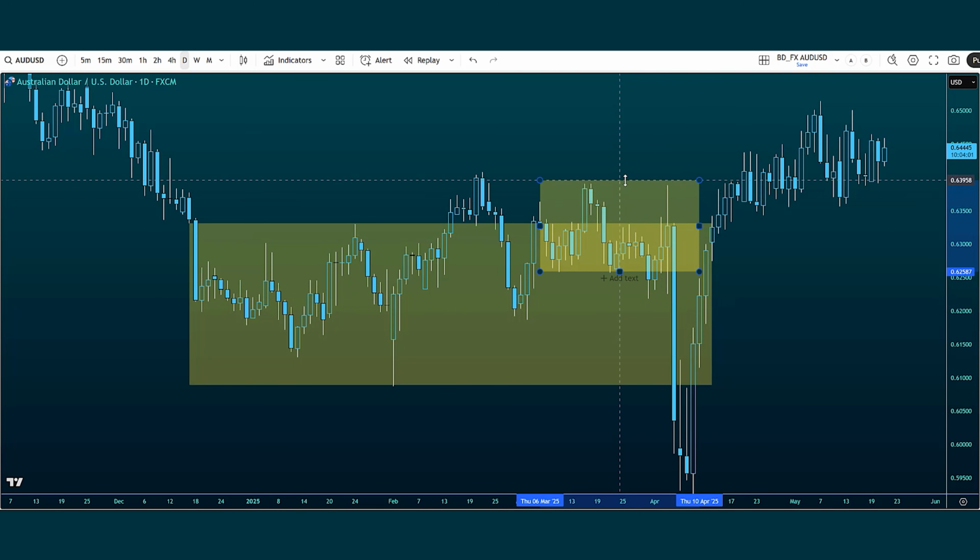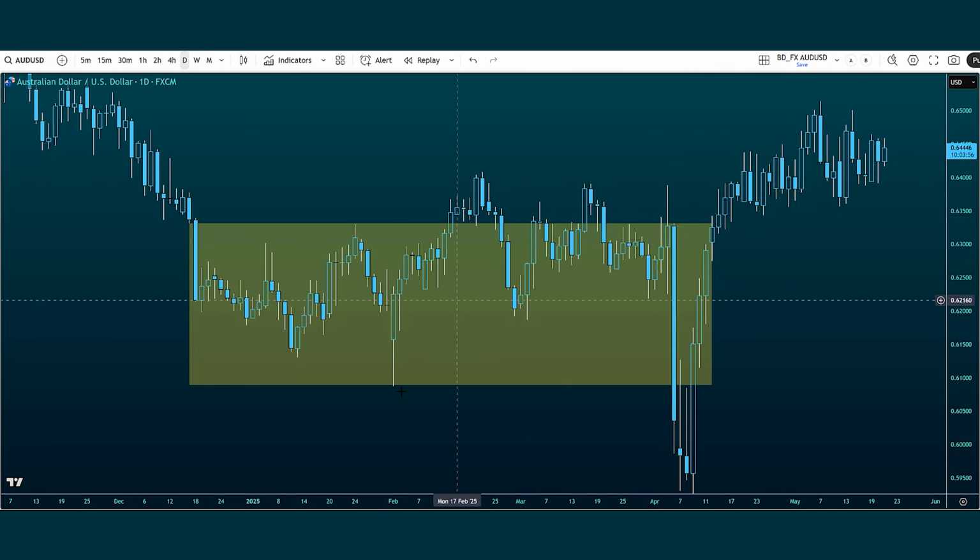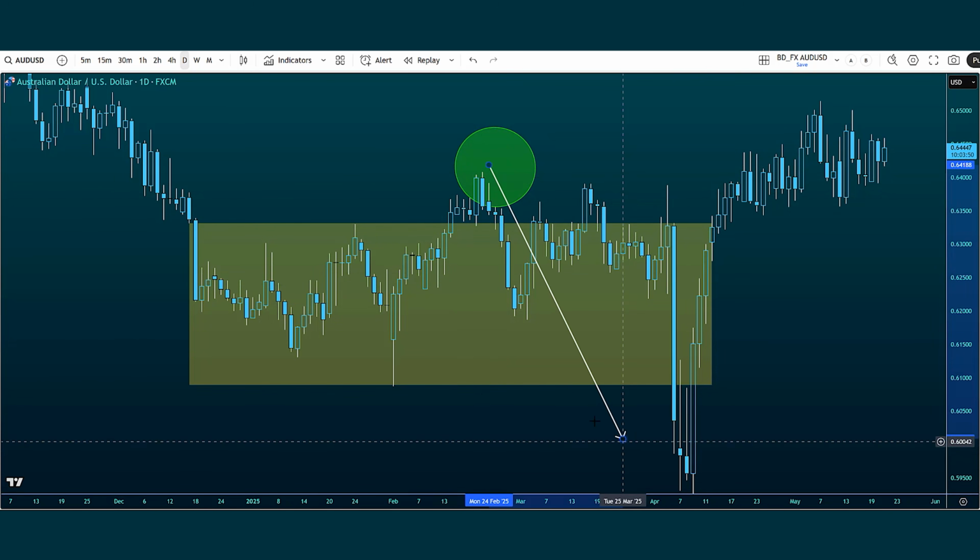Again, price then eventually has a false move up and slams down to where? Because remember, this was the top of the range. So it was going to aim to come to the bottom of this range, which is why you looked for this trade in here to enter to come back down to the low of the mini range, but also the low of the overall range.